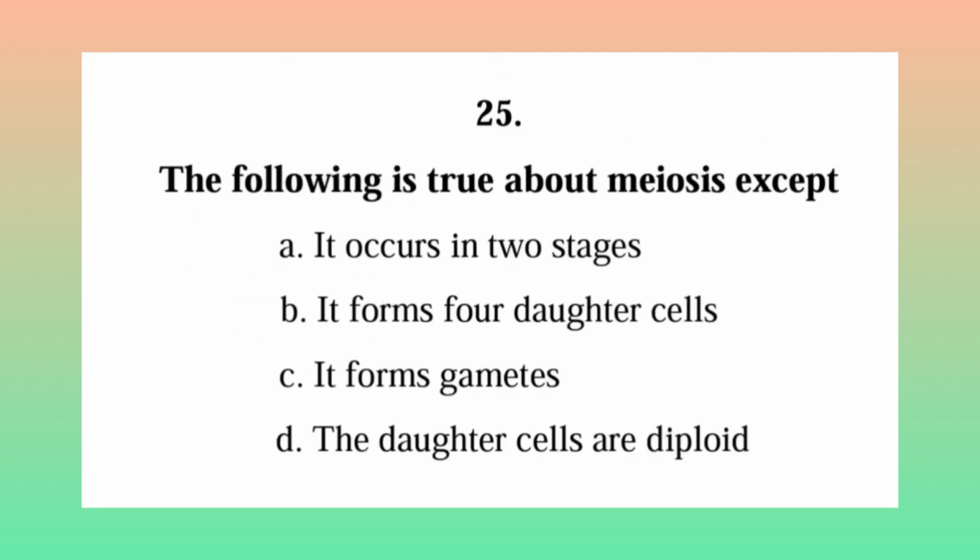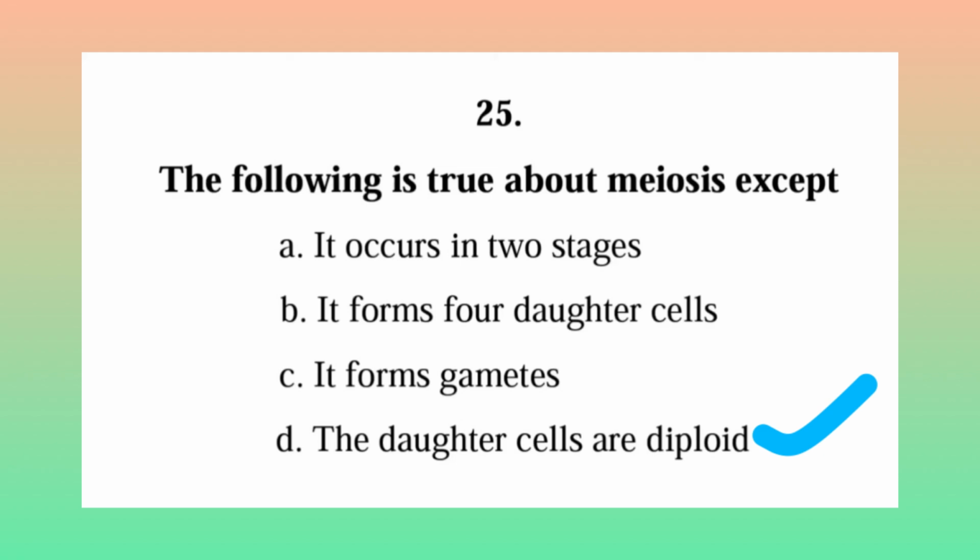25. The following is true about meiosis except A. It occurs in two stages. Right, meiosis occurs in two stages, meiosis 1 and meiosis 2. B. It forms 4 daughter cells. Right, at the end of meiosis, 4 daughter cells are formed.